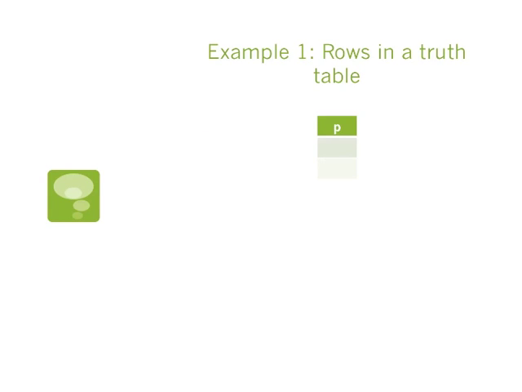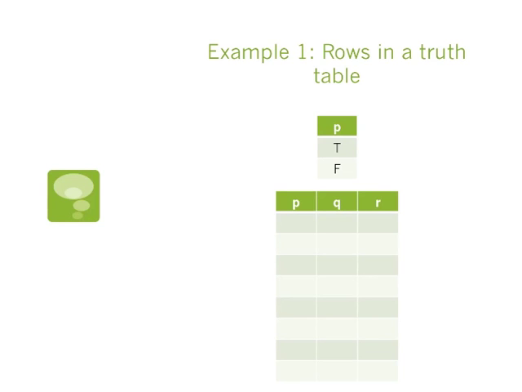Let's take a look at an example of truth table organization. Here we see a simple truth table with a single variable, P. The number of rows is 2 to the first power, or 2. The first possible value of P is true. The second possible value is false. The truth table is now complete. If we introduce a second variable, the number of rows increases to 4. Adding a third variable, we increase the number of rows to 2 to the third, or 8.